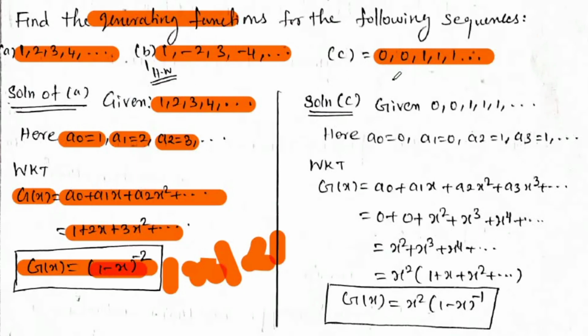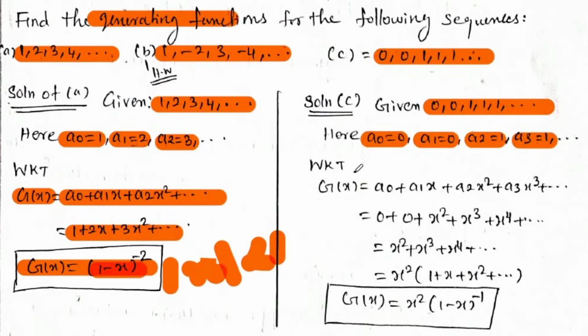Similarly, we solve the third question. Here, what is given? The sequence 0, 0, 1, 1, 1, and so on. So always we consider the first one as a naught equal to 0, the second a1 equal to 0, the third a2 equal to 1, a3 equal to 1, and so on.